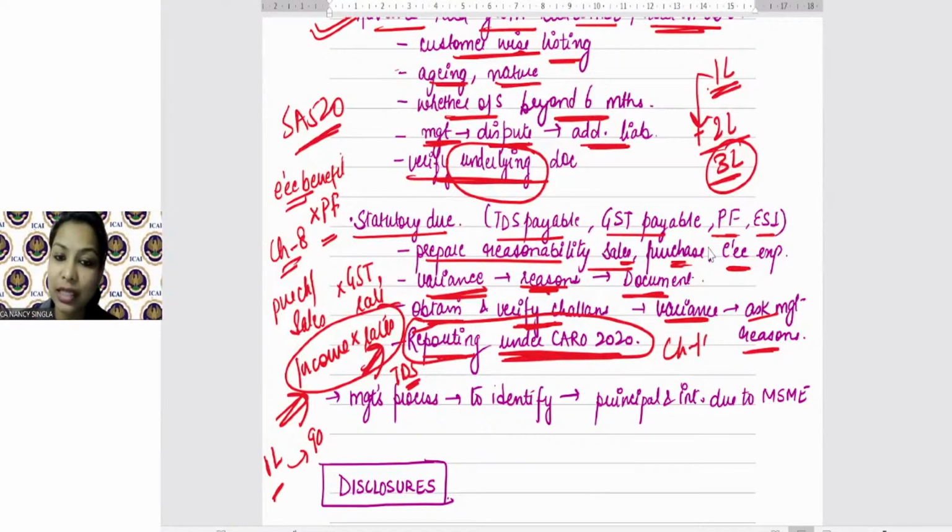And what are those with respect to statutory dues? There is a clause under CARO 2020 which requires the auditor to report with respect to the payment of statutory dues, undisputed as well as disputed. What are those requirements? We will do it in detail in Chapter number 10. Clear? Any doubt? Simple, right?